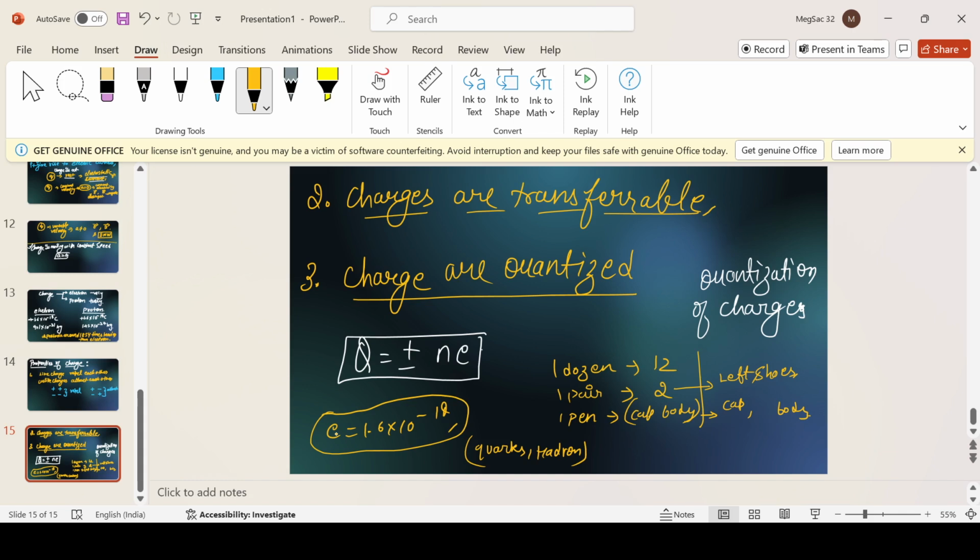Okay, so that's why when things become fixed, like Avogadro's number, which is 6.023 into 10 to the power 23, something like that, right?